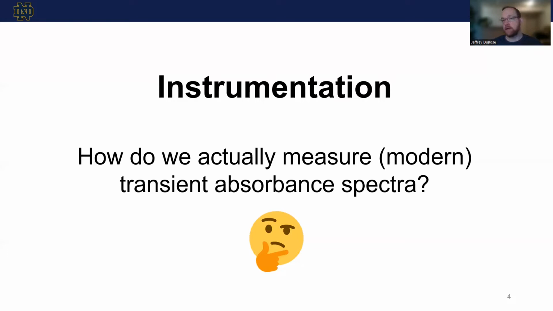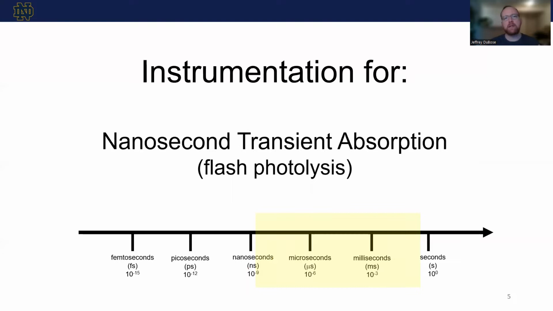So if you think about how we measure modern transient absorption spectroscopy, we're first going to talk about the instrumentation for nanosecond transient absorption, which has historically been called flash photolysis. In nanosecond TA, we're typically using a nanosecond pulsed laser, something from a couple nanoseconds out to 15, 20, even 50 nanoseconds. That means we can typically see things from the several nanosecond timescale out to the microsecond timescale and then even to the millisecond timescale. Sometimes you can reach all the way into seconds depending on your setup, but this is typically the window of the chemical reactions that we can see.